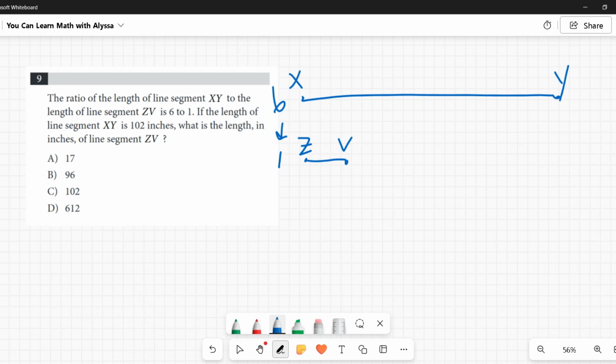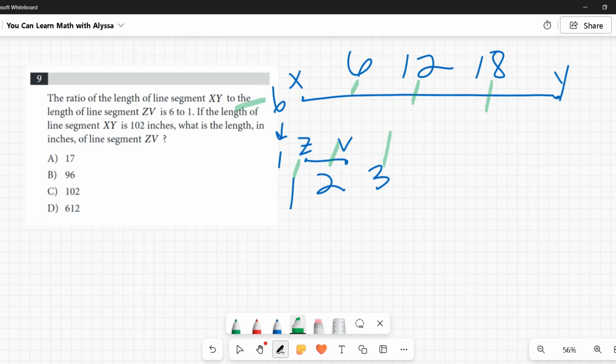So like if this were 12 inches, this would be 2. If this were 18 inches, that would be 3. If this were 6 inches, that would be 1. That's when it says 6 to 1. That's what it means. So, 6 times 1, 1 times 1. 6 times 2, 1 times 2. 6 times 3, 1 times 3. 6 and 1 are the two numbers we're multiplying. That's how we can get those.